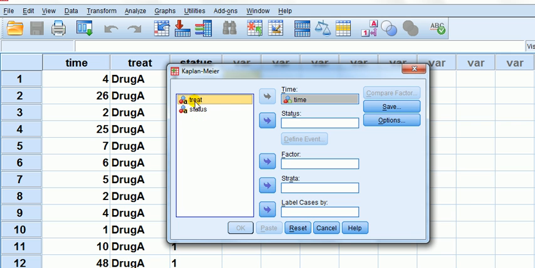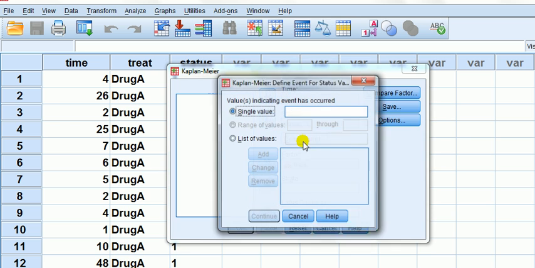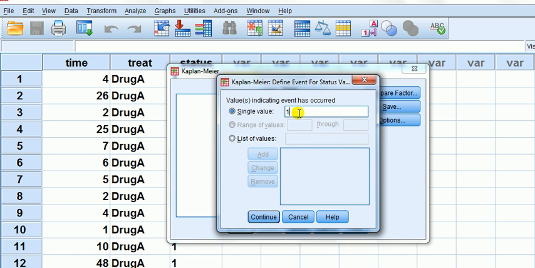Treatment, if you have a factor, that goes in the factor box. If you don't, then just leave it blank. And then the status, which you need because probably you have censoring going on, put it in here. I've got to complete this because it says define event. So the event is the actual time to death. We've coded it 1. So I put 1 in that box. Continue.